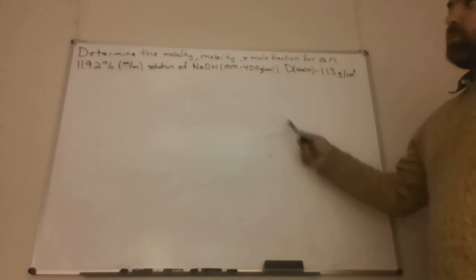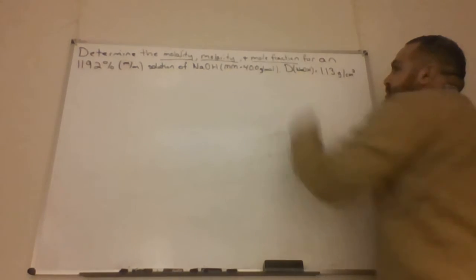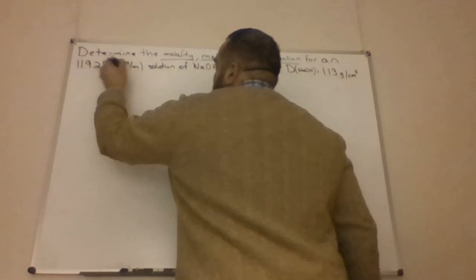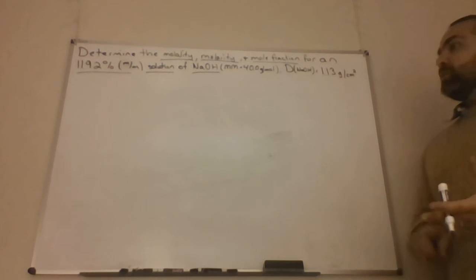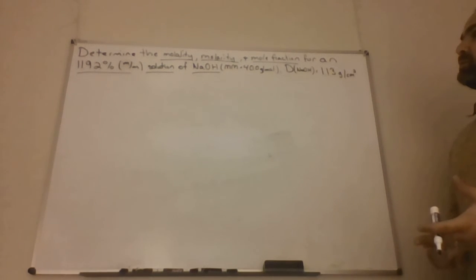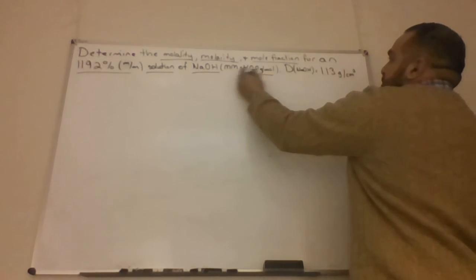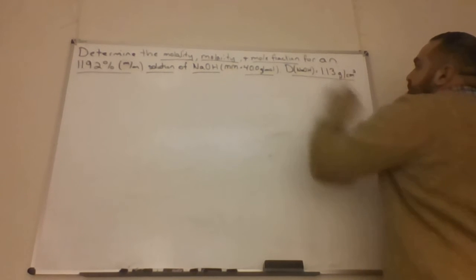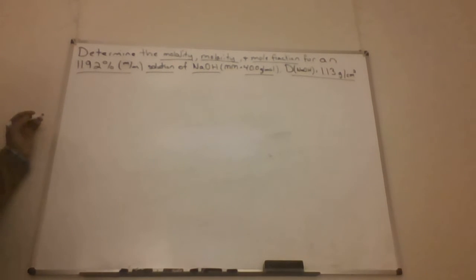So now looking at this problem, we want to determine the molality, the molarity, and mole fraction for an 11.92% solution of sodium hydroxide. In addition to the mass percent, it gives us the molar mass and the density of the solution. So when you're doing a problem like this, the first thing you need to do is write down these different pieces of information; we need to acquire different types of information.